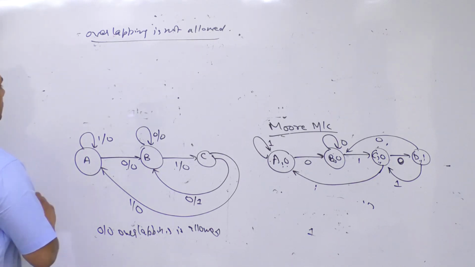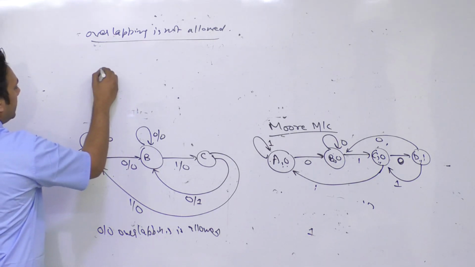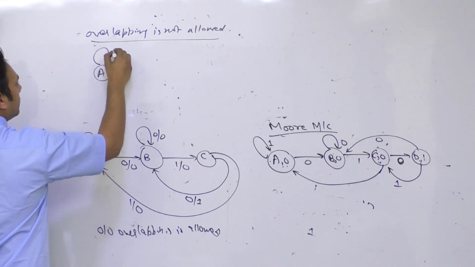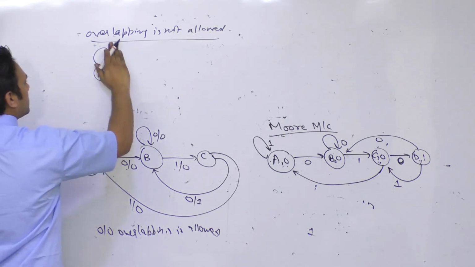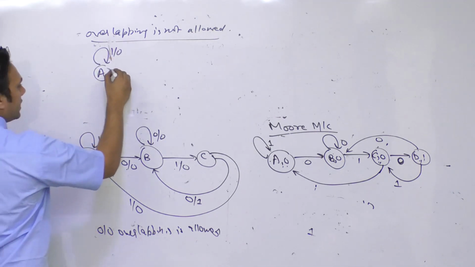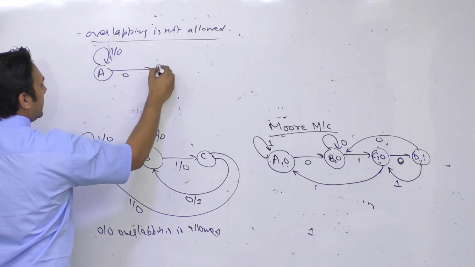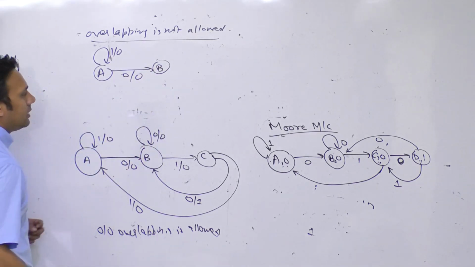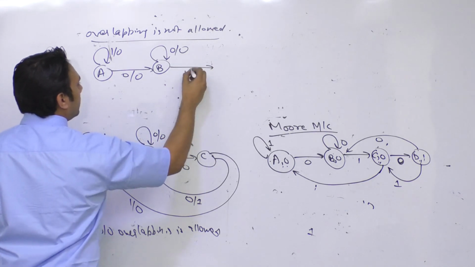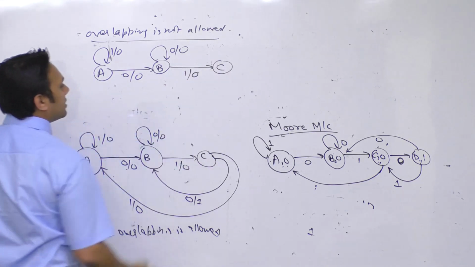So let us see. Initially we are at a state A. We can have any number of ones in the beginning. We are going to produce output as 0. As soon as we get a 0, we'll go to the state B. We will produce output as 0. We can have any number of zeros whatsoever. As soon as we get a 1, we go to state C and we will produce output as 0.